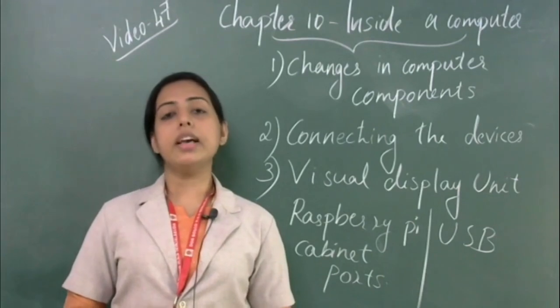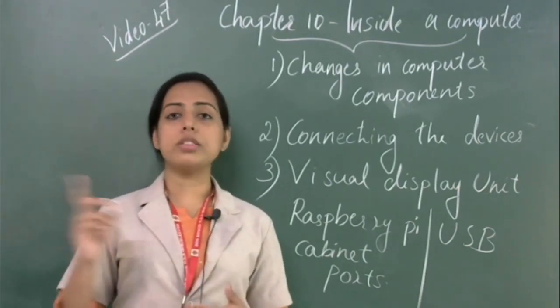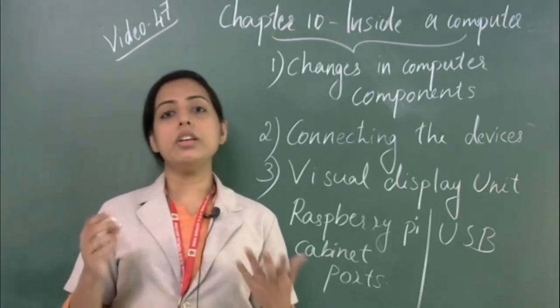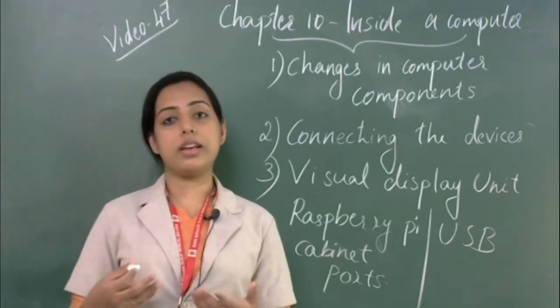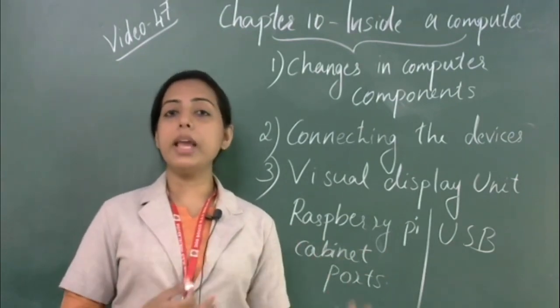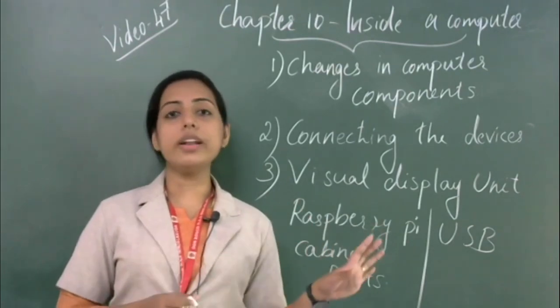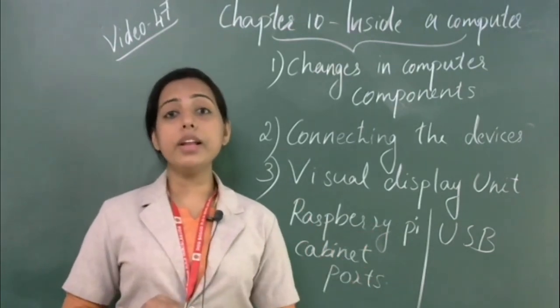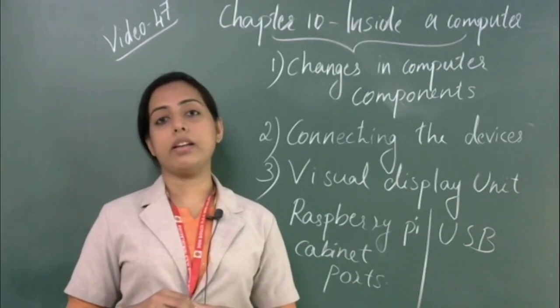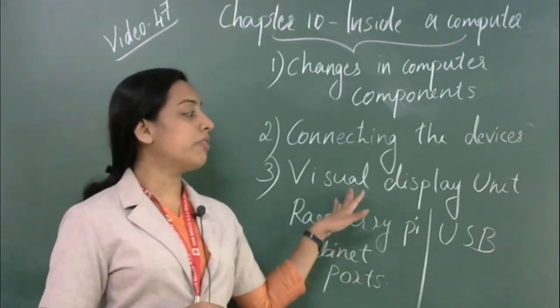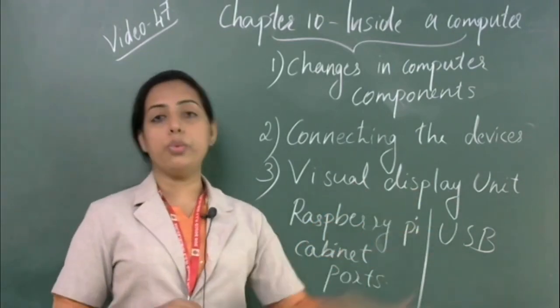Output devices. Two major output devices are the monitor and the projector. How are these projectors connected? Using some cables or connectors that we have already discussed. Then different types of monitors are there. So that is our next topic, visual display unit.